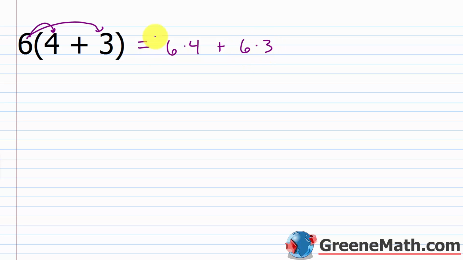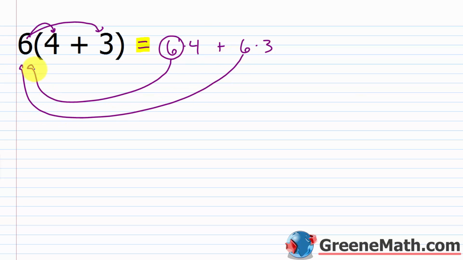Now, because of the equality here, I know that I could go in reverse, right? I could pull the 6 back out from each term and set it out in front of some parentheses, and I'd have what is left here, which is 4 plus 3. This property, the distributive property, allows us to write a product as a sum, and it also allows us to write a sum as a product.